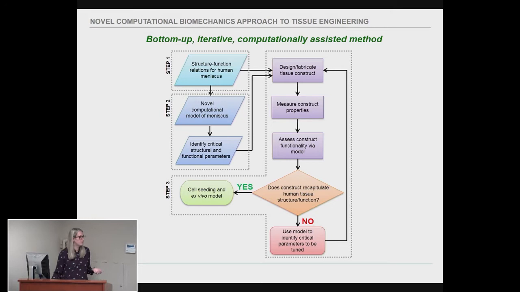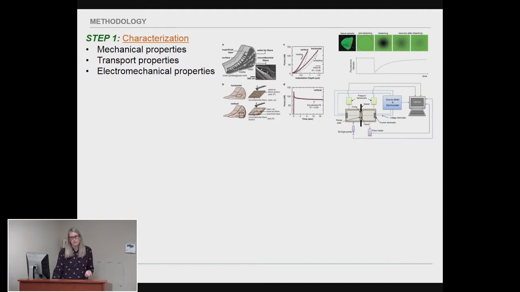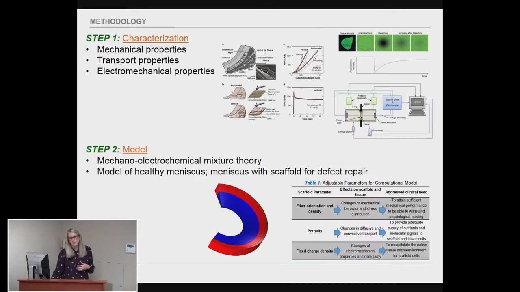As I mentioned, the first step is tissue characterization. We want to look at mechanical, electrochemical, and transport properties, of which there's very little quantitative information in the literature right now. Once we have that information, we can build our computational model, which will be based on mechano-electrochemical mixture theory. The important thing about this model is we can look at different scaffold design parameters and see how each parameter contributes to the functionality of the scaffold, and if we change one, what happens? And we can assess that virtually.